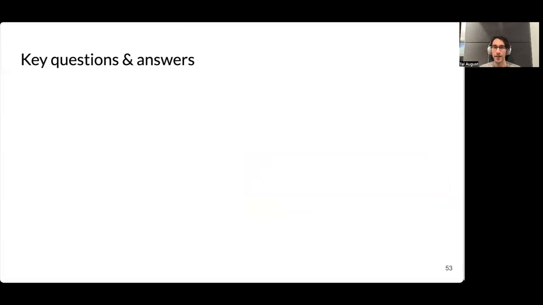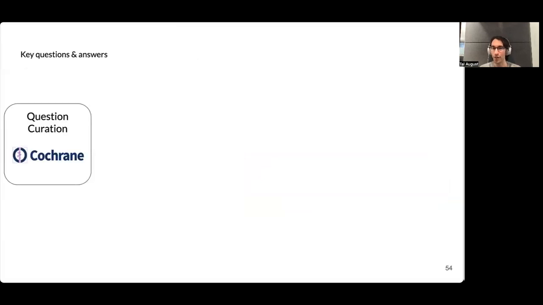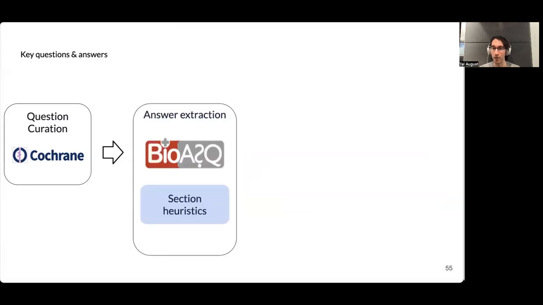Now, to address disciplinary barriers, PaperPlain includes FAQs or key questions. And to get these, we started by manually curating questions from guidelines for expert-written plain language summaries, such as the Cochrane reviews. And to extract answers in the paper, we modified a biomedical QA model, which is a question answering model.